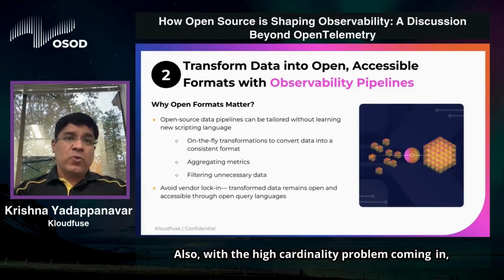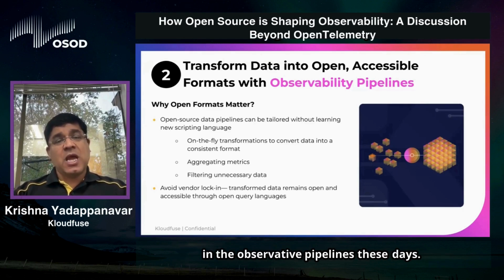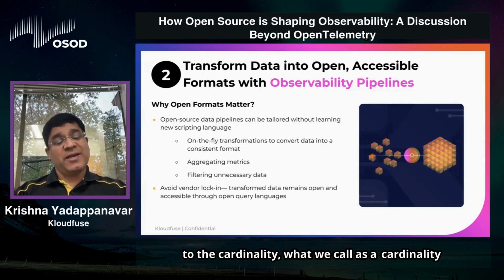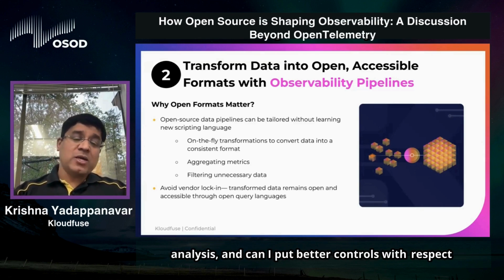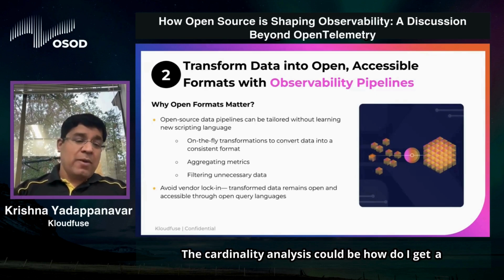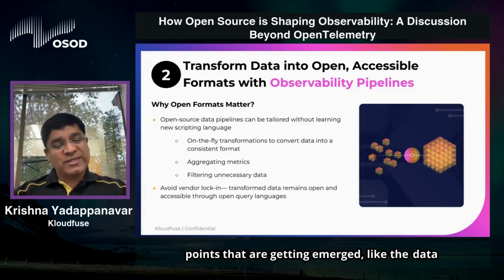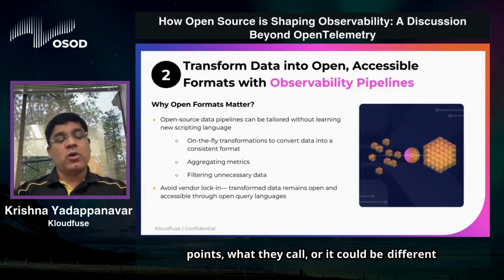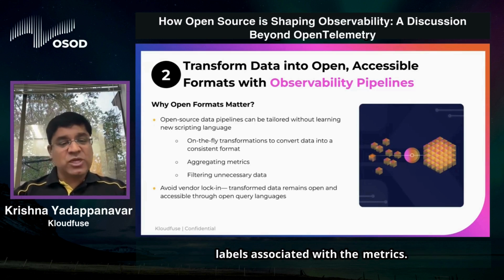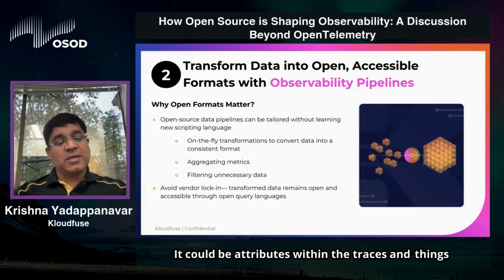And also, with the high cardinality problem coming in, there is quite a bit of information that is missing in the Observability pipelines these days. How do I get the relevant information with respect to the cardinality, what we call a cardinality analysis? And can I put better controls with respect to the cardinality of the data? The cardinality analysis could be, how do I get a particular metric name and how many metric points are getting emitted, the data points, or it could be different labels associated with the metrics. It could be facets within the log lines. It could be attributes within the traces and things like that.